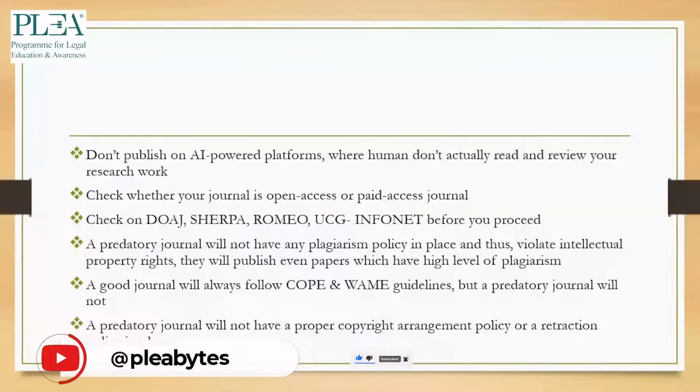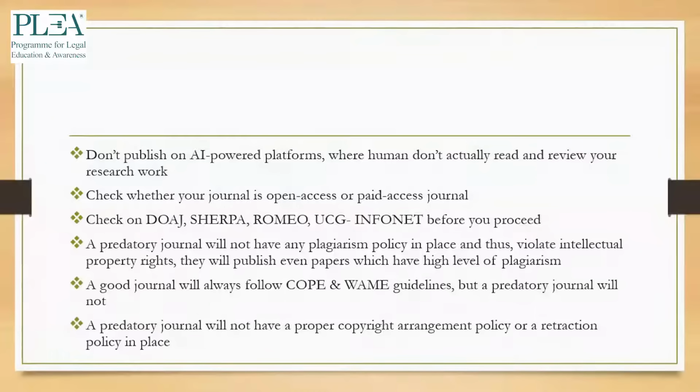Check on DOAJ, that is Directory of Open Access Journals, Sherpa Romeo, UGC Infonet. Check on these platforms before you proceed. That is, you might come to know whether your journal is available as an open access journal or it is a paid journal. So whether you have to pay that amount or the readers of your journal will have to pay that amount, you get that clear first. Only after that clarification, you proceed.